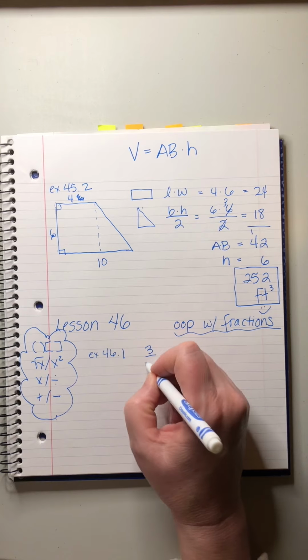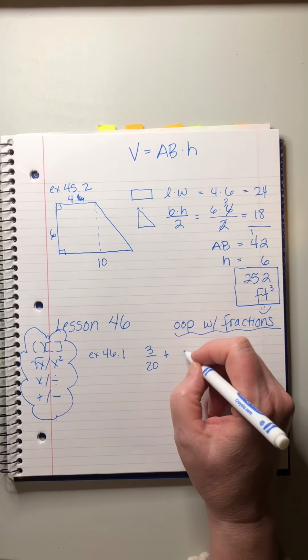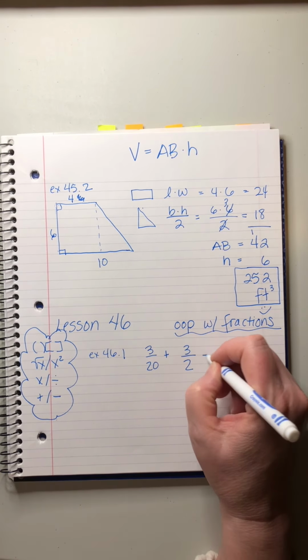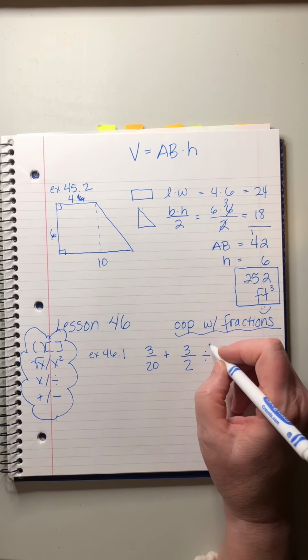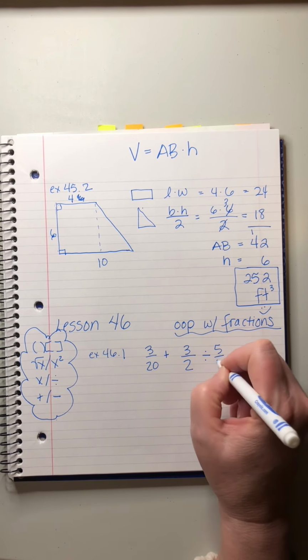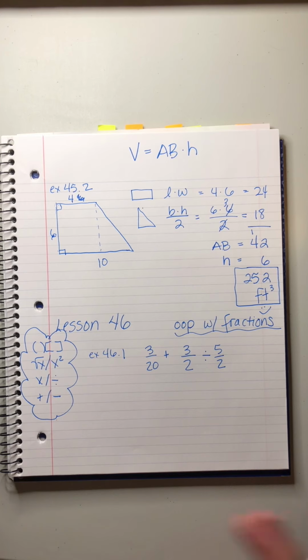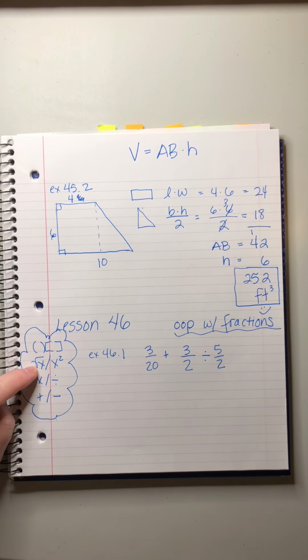Simplify 3/20 plus 3/2 divided by 5/2. Okay, we write it down. We take a deep breath. We think of how lucky we are in our lives to be math students, because this is fun. And we do order of operations. There's no parentheses or other brackets or anything. There's no roots or exponents. Okay, look, we're flying through this.